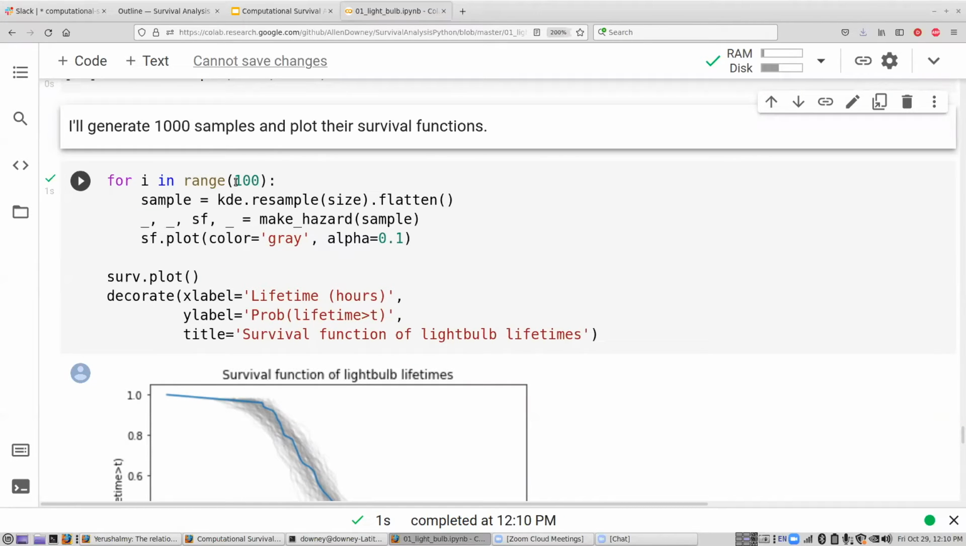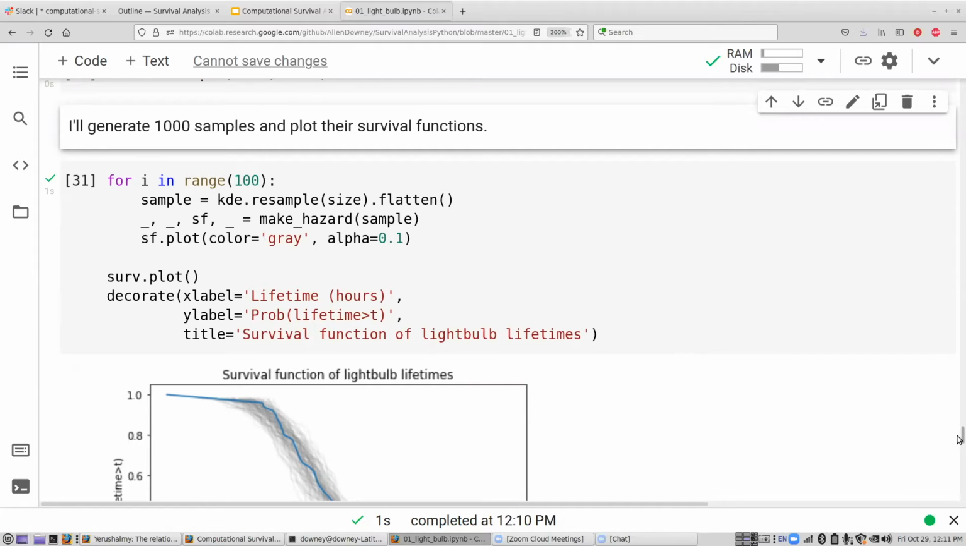So again, just to explain what this is doing, I'm going to run it 100 times, contrary to what the comment says. Run it 100 times, generate a fake sample, compute all of the functions, compute the survival function, and plot it. So I'm going to plot 100 gray lines, and then the blue line is the actual data.